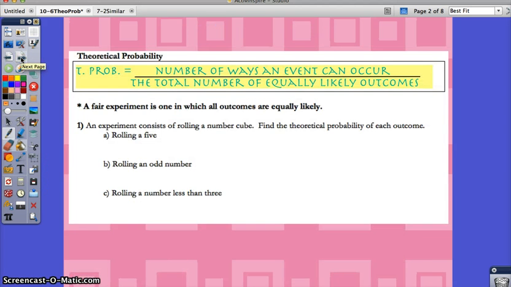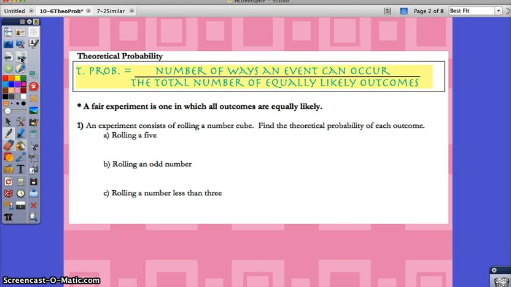So theoretical probability is the number of ways an event can occur divided by the total number of equally likely outcomes. So copy that down. A fair experiment is one in which all outcomes are equally likely. So we could say, in theory, when you roll a die, each number is equally likely to occur. Then we could find the probability of rolling one of those numbers.